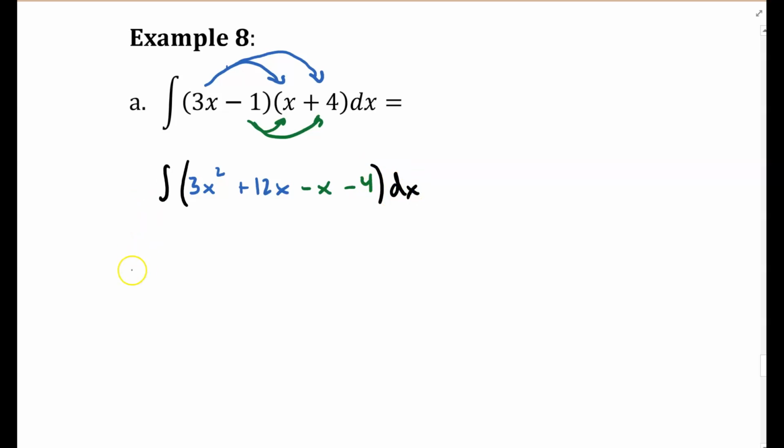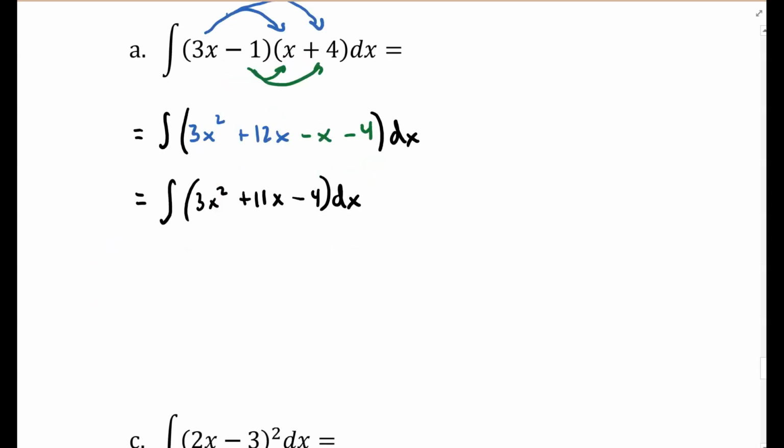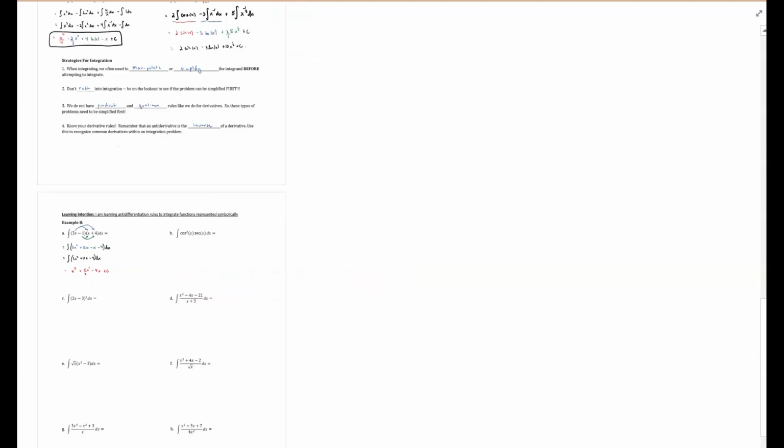Notice how I'm keeping my notation, and everything is nice and neat. Now I'm going to combine my like terms. So this is 3x squared plus 11x minus 4, with respect to x. That's the simplification process. I just put it into a form that I can work with. There's no shortcut there. Now I'm going to integrate this, and what we get is x cubed, since the 3 divided by the new power cancels, plus 11x squared divided by 2, minus 4x plus a constant. You could leave it as 3x cubed divided by 3, but there you go. There's your answer.